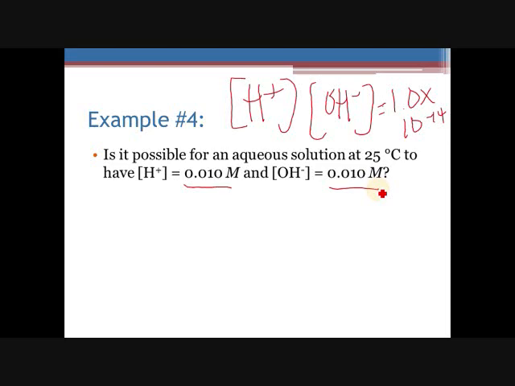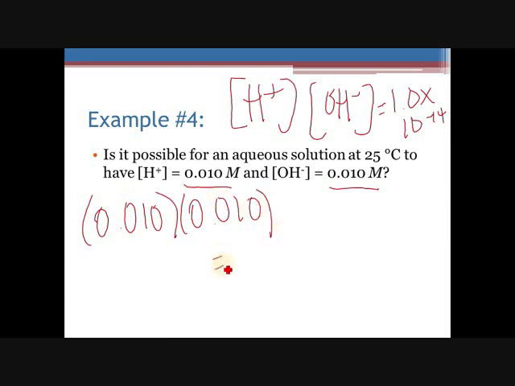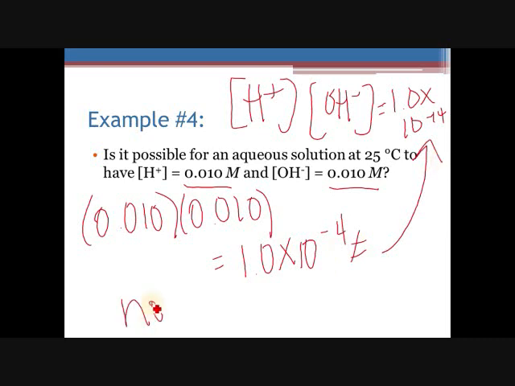Okay? So taking 0.010 times 0.010, when you multiply those out, it probably doesn't show in scientific notation on your calculators, but it's times 10 to the negative 4. Remember how we count that over? And that is not equal to what we said Kw is. So no, it's not possible.